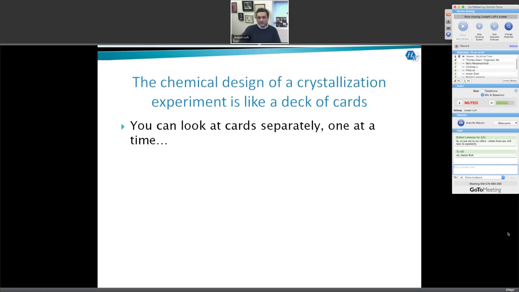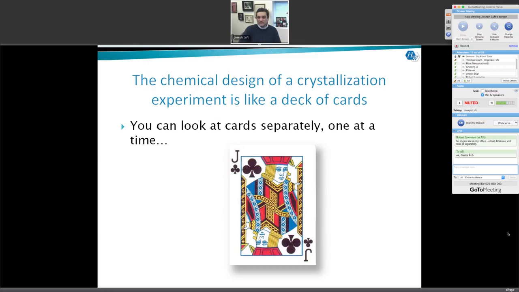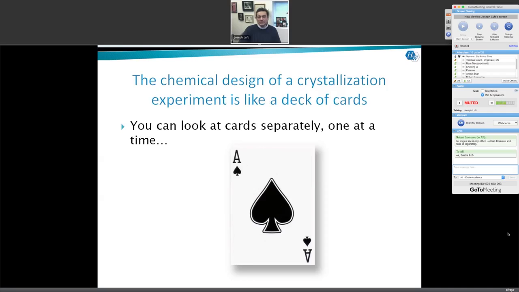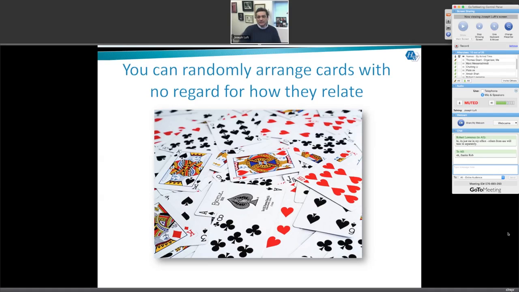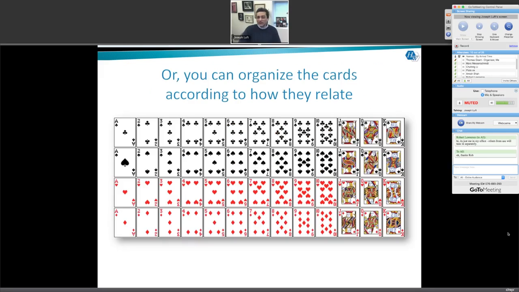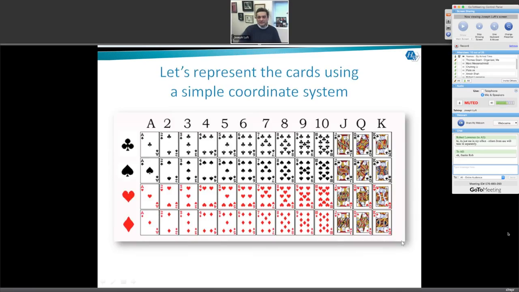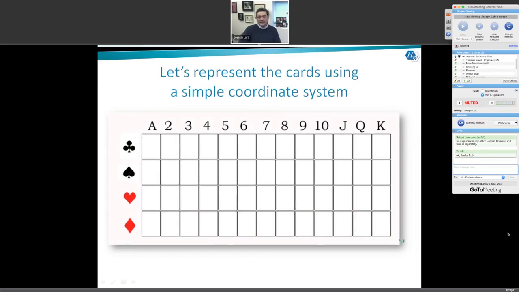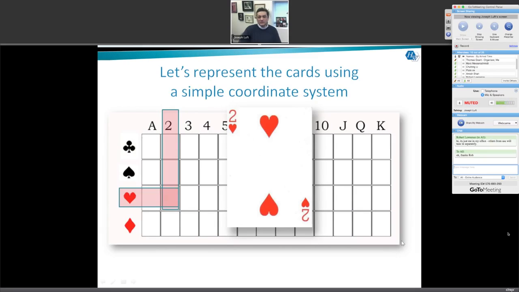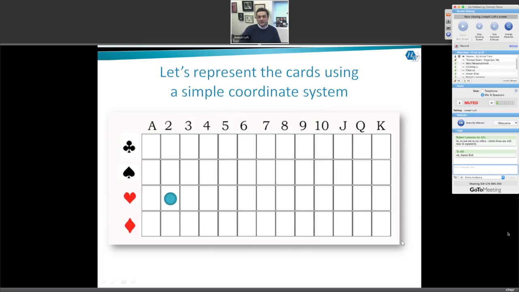But basically, if you think about the chemical experiments, the crystallization cocktails are like a deck of cards. Okay, you could look at these cards one at a time, right? You could have the jack, the two, your ace. You could randomly throw the cards down and not really know how the cards relate to one another. Or you can arrange the cards according to the order that cards have. Like there's the suit of the card, and there's the value of the card. And we can put that on a simple coordinate system, right? And we can identify exactly where the two of hearts is going to be on that coordinate system, right?